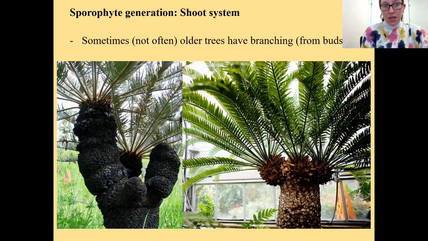Oh, cycads. Like I said, they kind of look like palm trees, so they don't usually have any real branching, but sometimes the really old ones might, and they almost don't even look like branches. So this thing coming off here, that's actually a branch. This thing coming off here is actually a branch. They don't look maybe the way that you might think a branch looks. They tend to be kind of round.